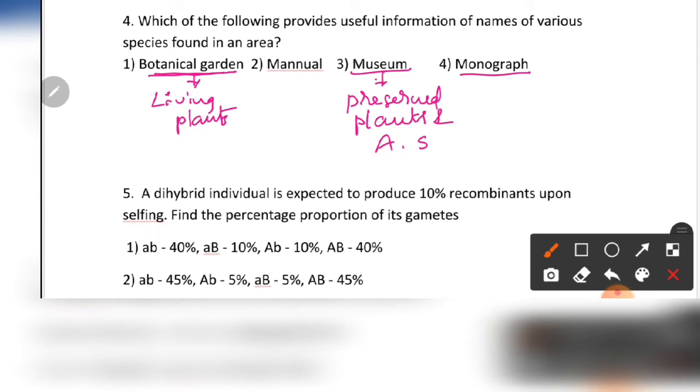Even monographs contain information of any one taxon only, so that is not the answer. What about manuals? Manuals provide information for identification of the names of species found in a particular area. So the answer will be the second option. Go to the next question.